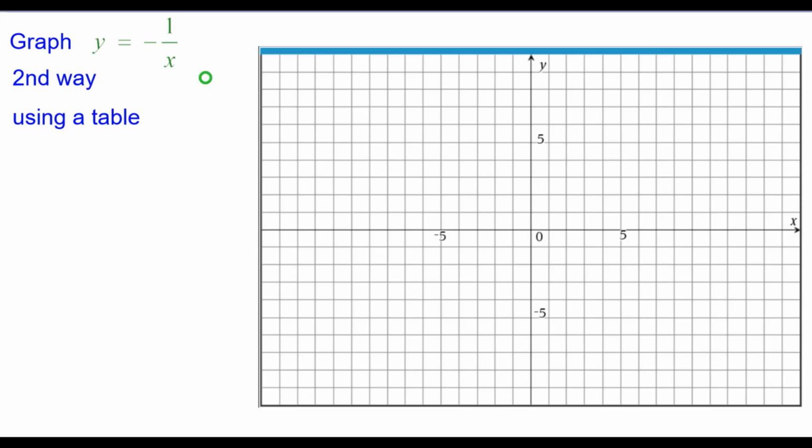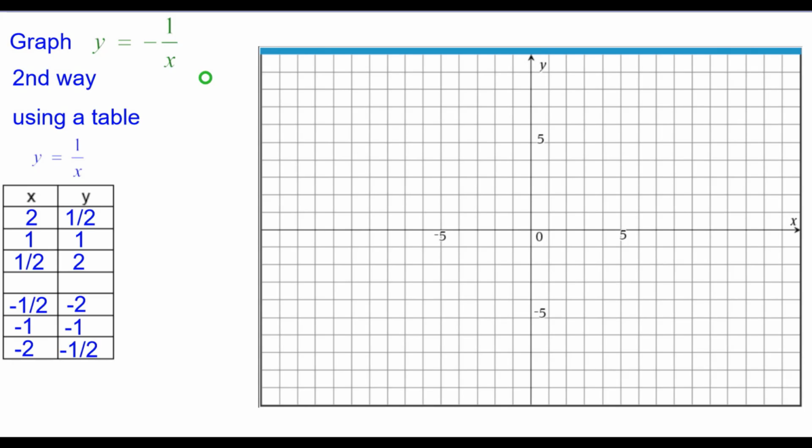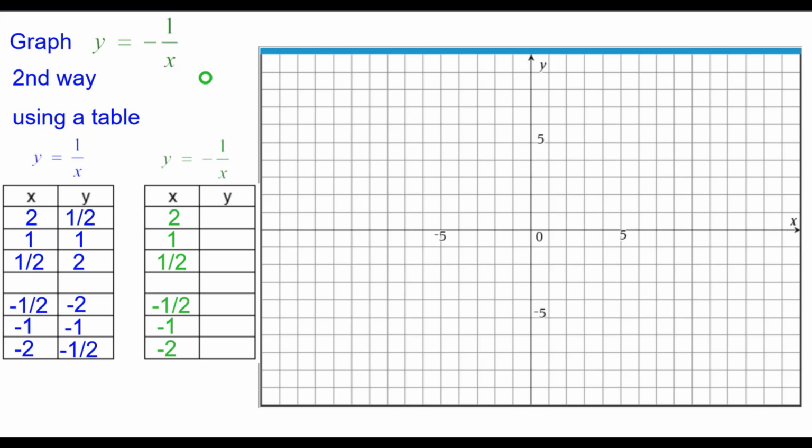The second way, we're going to use a table. And for a table, we're going to use these 6 values that are traditionally on the y equals 1 over x graph. And then we're going to take the opposite of each of the y-coordinates.